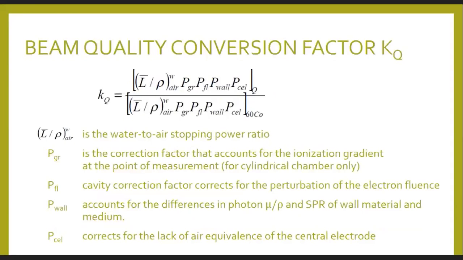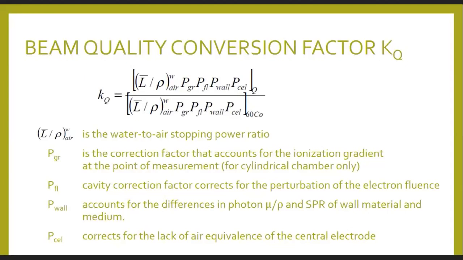So if we talk about the beam quality conversion factor, KQ, this factor is Monte Carlo derived, which is basically derived from the ratio of the stopping power ratio, water to air, for the user beam quality to that of the cobalt 60 beam, multiplied by the perturbation parameters that affect the fluence of the measured beam.